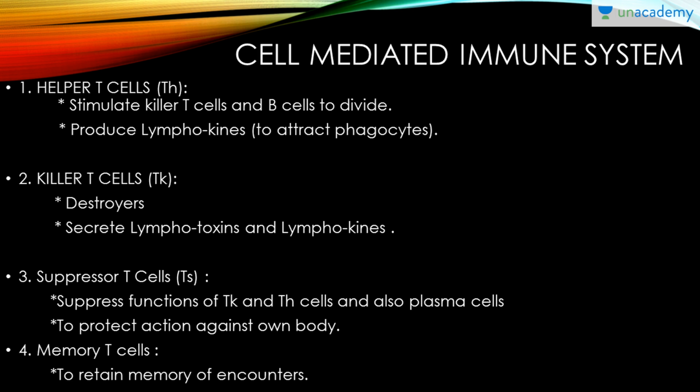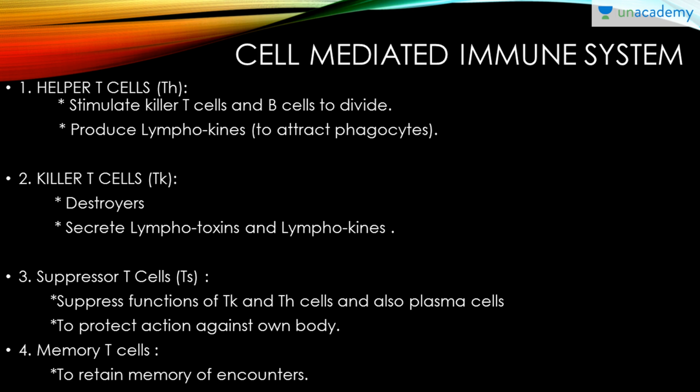Then we have lymphokines, as I mentioned earlier. Now just understand what is the use of this lymphokine. Why? To attract a phagocyte. Suppose a helper T cell is moving and it encounters a pathogen. Since it is a helper cell, it cannot kill that pathogen. So it will produce some lymphokine, which will attract the phagocyte, the cell eater of the immune system. It will get attracted to that lymphokine, come there and eat up that pathogen. So this is the role of a lymphokine. Okay, clear about that?